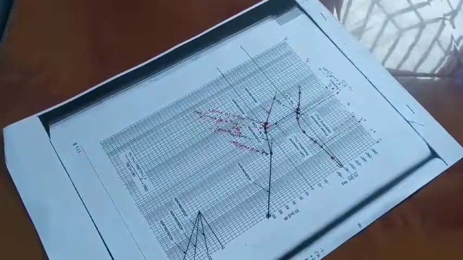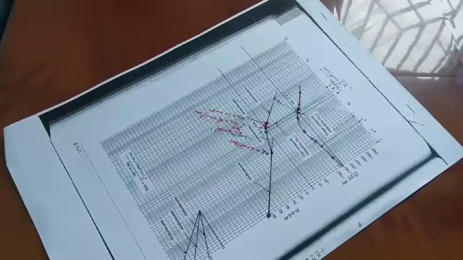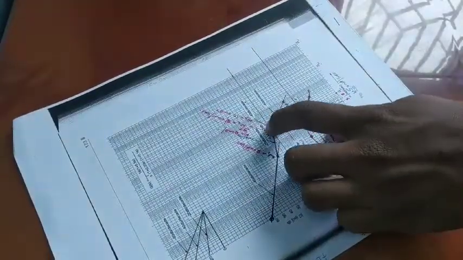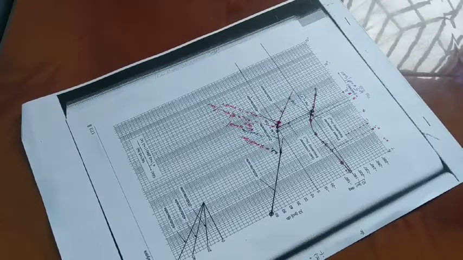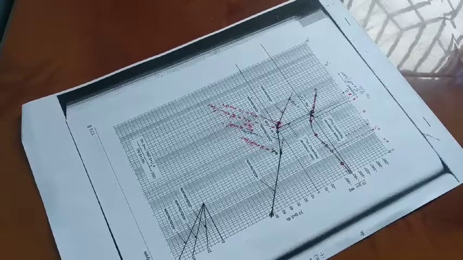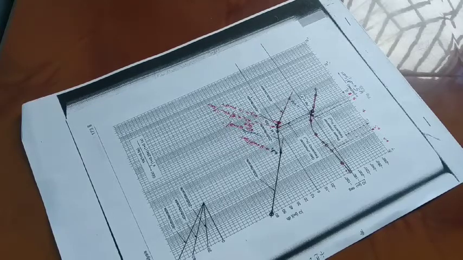Now we can also comment on the stability of this particular system. We know the gain crossover frequency is 8 radian per second, and the phase crossover frequency is 6.5 radian per second. From here we can clearly observe that the gain crossover frequency is greater than the phase crossover frequency. So in this respect, we can comment on the stability of the system: the system is unstable.